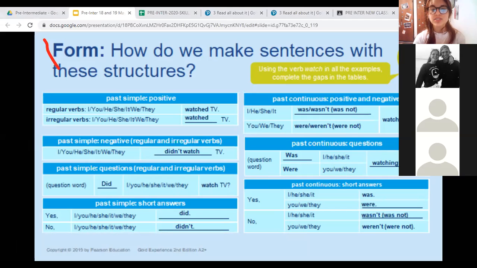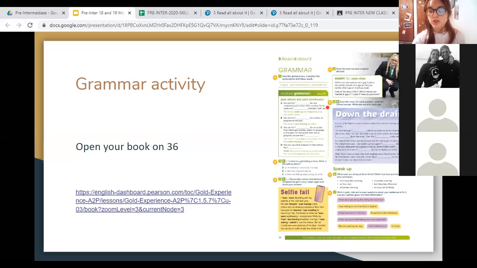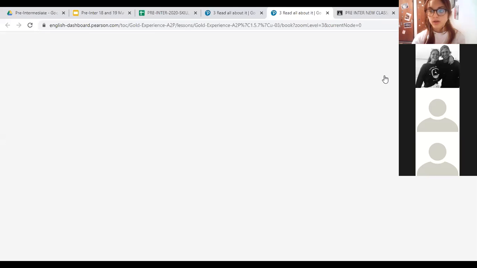Okay, any questions? No. Great. Now we're going to be working on page 36 of the book. It looks like this. Let me go there.